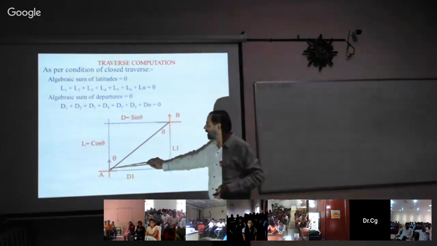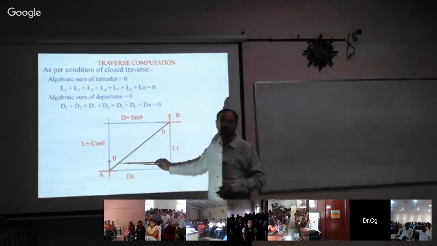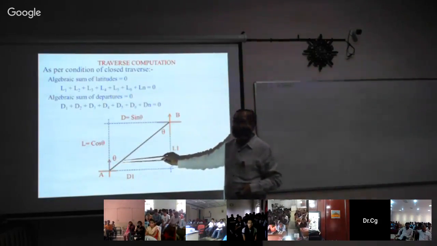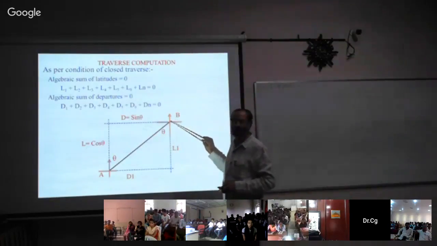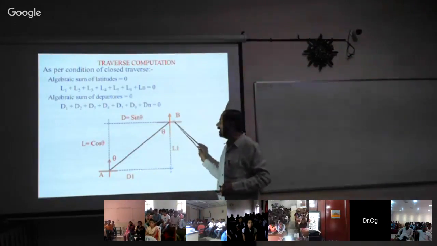Now here, see, this is the reduced bearing of AB. This is the fore bearing. Reduced bearing of AB is the fore bearing, isn't it? The back bearing of AB is how much?